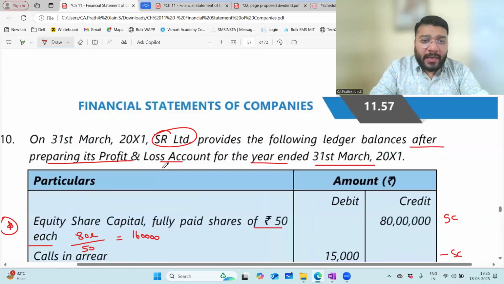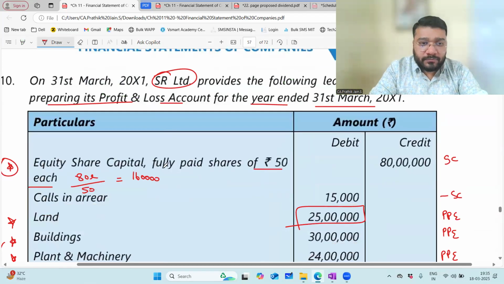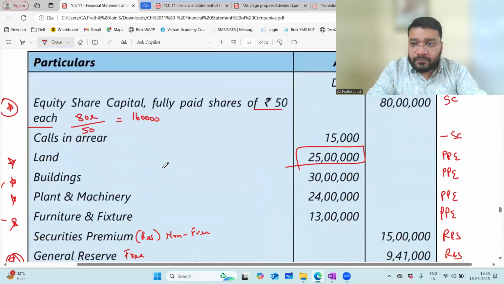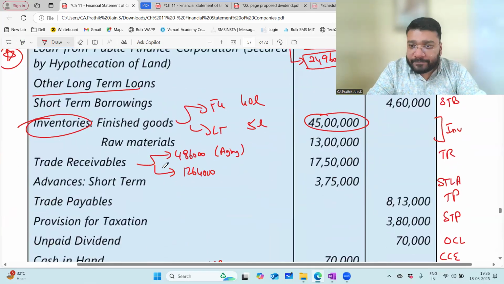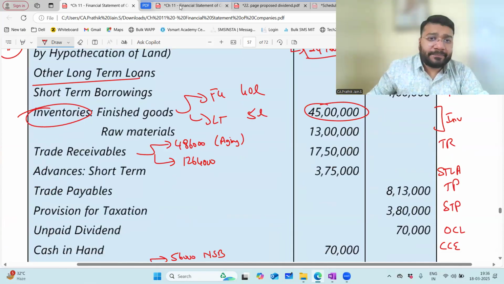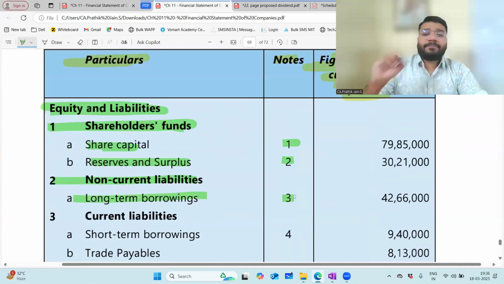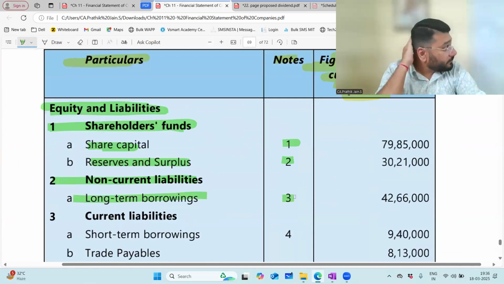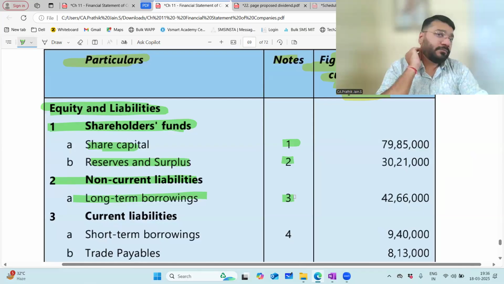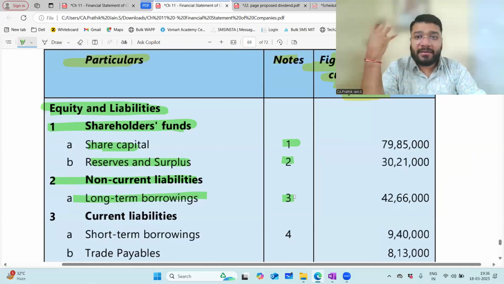Under that, what type of liability? You see, everything is long term only. There is no deferred tax liability. There is no other long term liability. There is no long term provision. Only one item. Long term borrowing, and that is note number 3. Don't see the screen. As and when I'm dictating, please imagine, recollect, and write it.